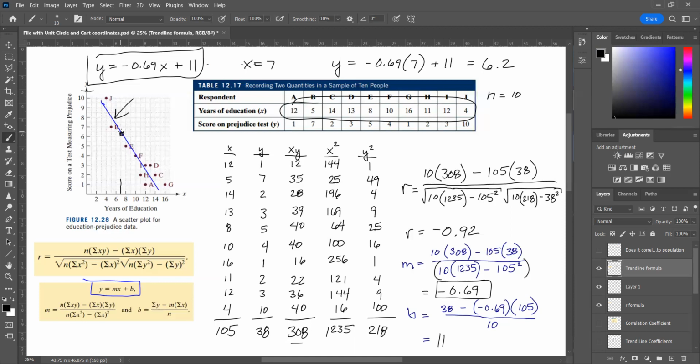Now I want the equation of that trend line. So I solve for m and b using the formula I was given there. And then I plug those into the y equals mx plus b. And now given any x value, so any number of years of education, I can plug those into the formula and see what the corresponding score probably would be on that given test. And that's how we'll use that bit of information.